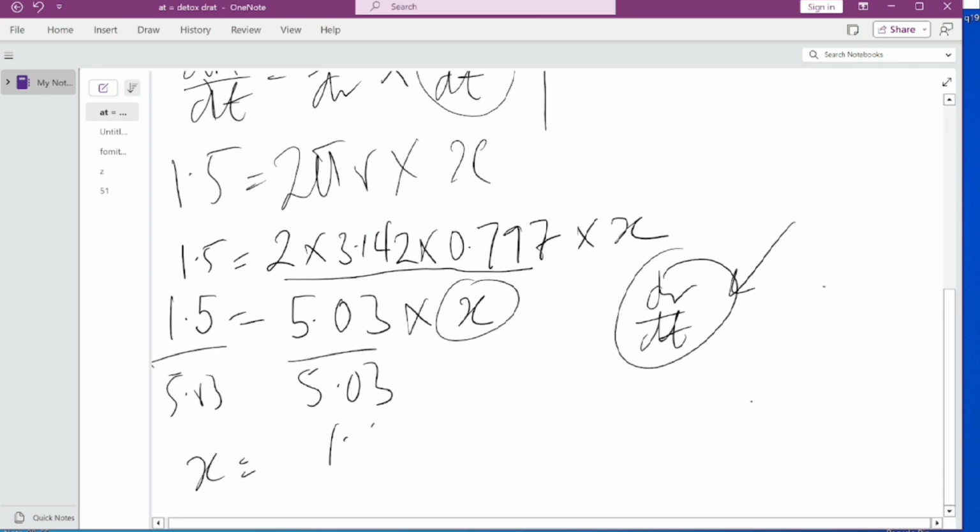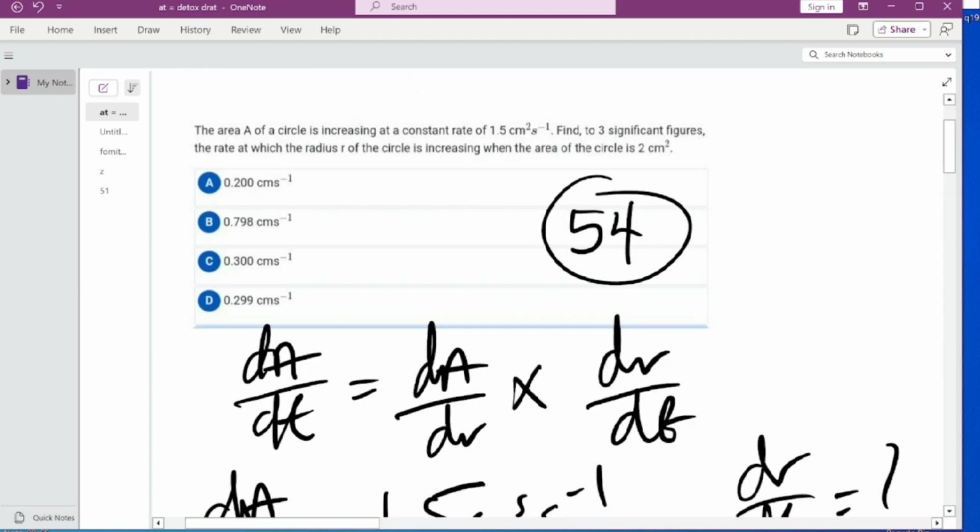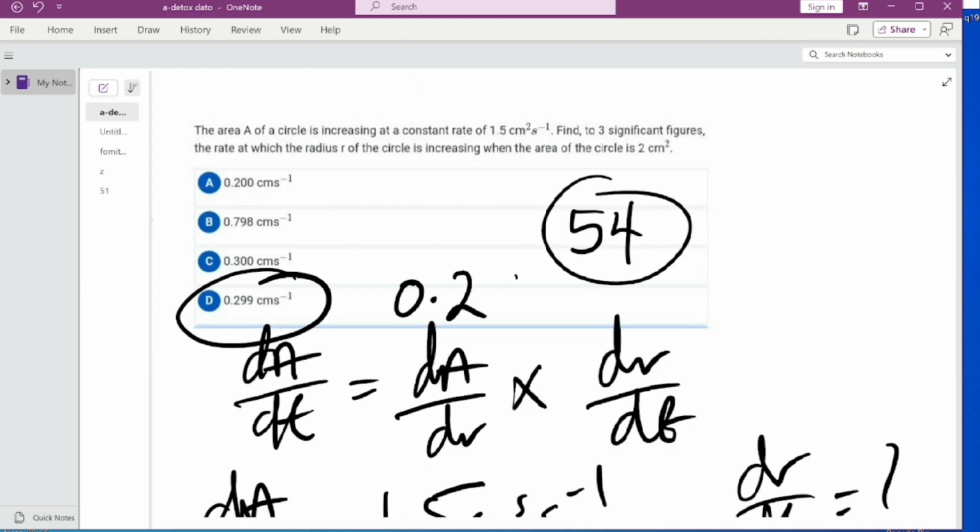x is equal to 1.5 divided by 5.03. Our final answer will be 0.298. Our answer is D, which is very close to 0.298.